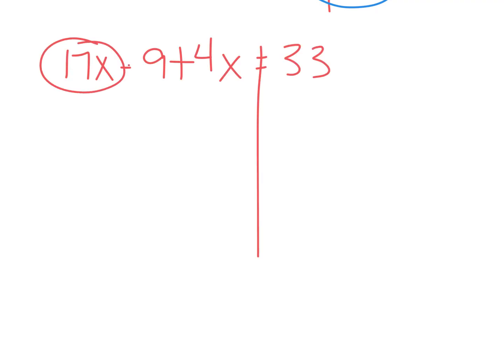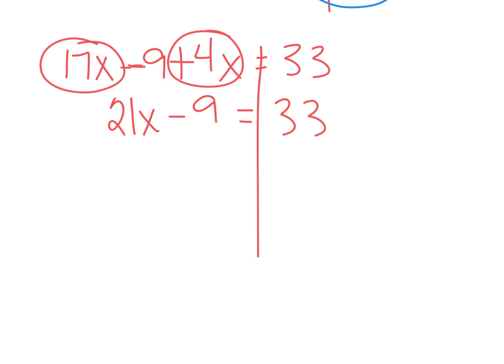And so, again, steps. Distribute, yes or no? No. Collect like terms. Yes. Remember, when we collect like terms, we're just going to do what it says. This says 17x's plus 4x's. We're not inversing anything because we didn't cross the equals. What do we get? 21. Don't forget your x.